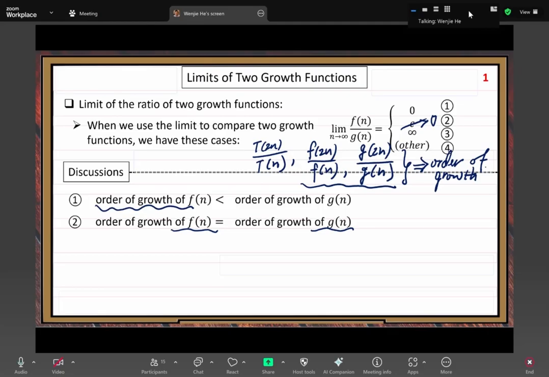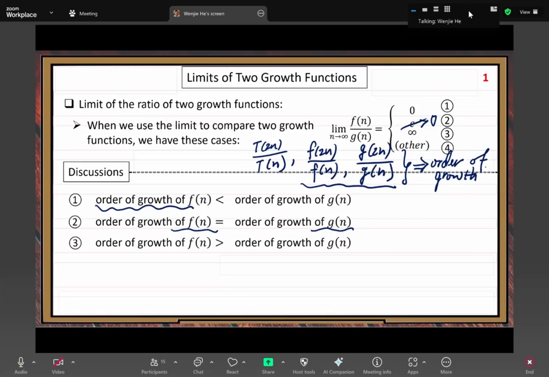All right. Case number 3, infinity. This time the numerator function dominates the denominator function, right? Just the opposite of case 1. Or you can see it this way: if you take the reciprocal of case 1, you will get case 3. Or the other way around, if you take the reciprocal of case 3, you will get case 1.